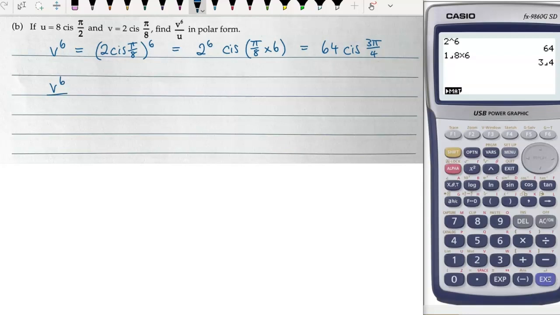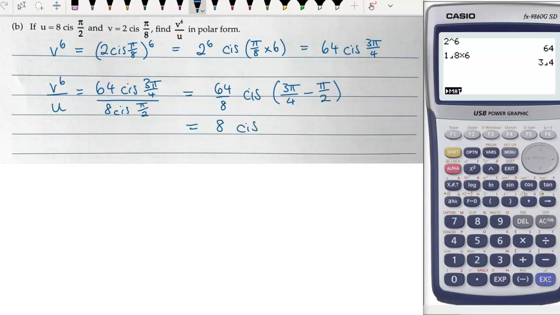So then v to the 6 over u is 64 cis of 3 pi by 4 over 8 cis of pi by 2. Now division, we do 64 over 8, and we do a subtraction of the arguments. So 3 pi by 4 minus pi by 2. So 64 over 8 is 8, and 3/4 take away a half is 1/4, so this will be pi by 4.